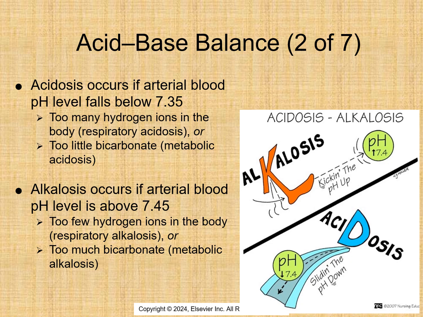In alkalosis, if the pH goes above 7.45, it's the exact opposite. There's either too much bicarb, resulting in metabolic alkalosis, or there's not enough hydrogen ions, meaning it's a respiratory issue and the patient is in respiratory alkalosis.